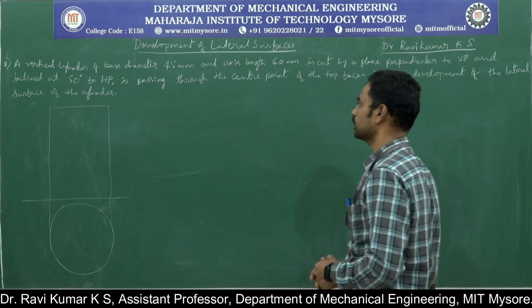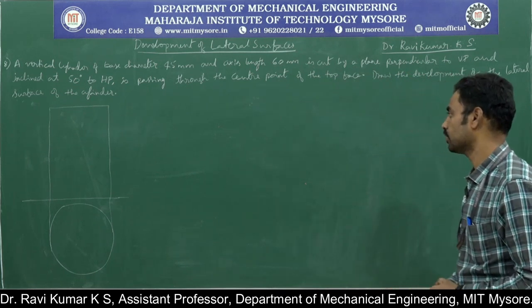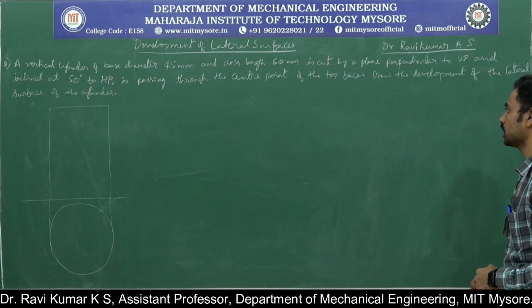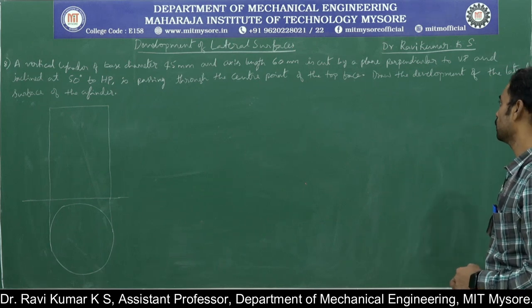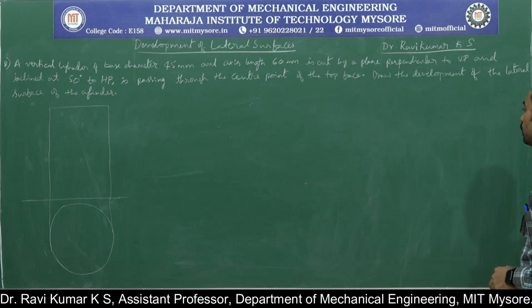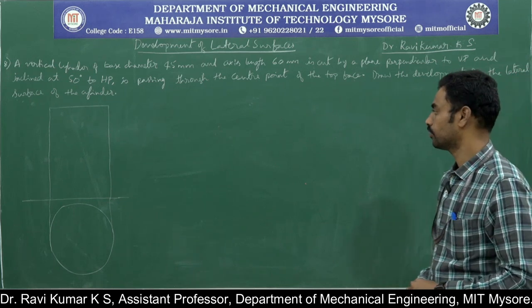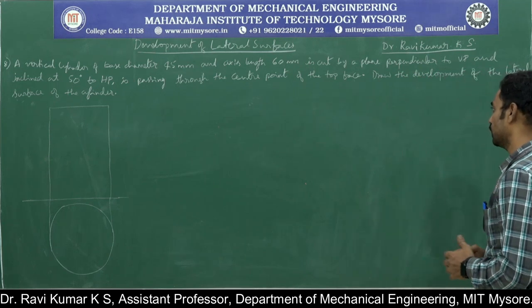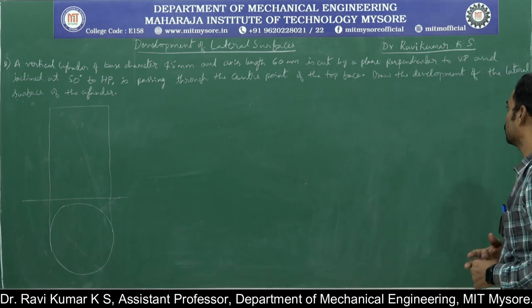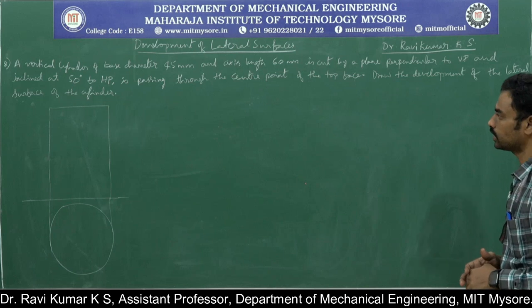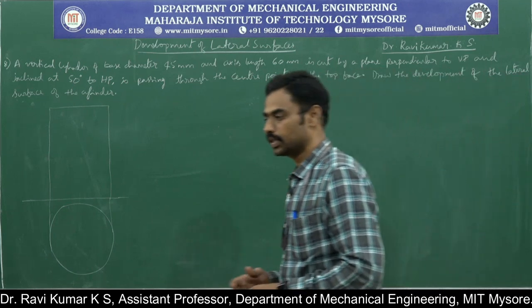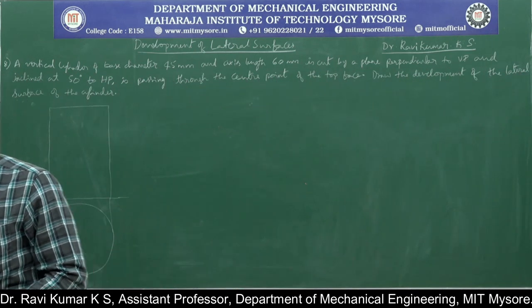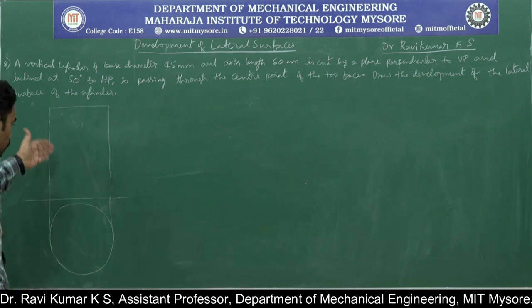A vertical cylinder of base diameter 45 mm and axis length 60 mm is cut by a plane perpendicular to VP and inclined at 50 degrees to HP. It is passing through the center point of the top face. Draw the development of the lateral surface of the cylinder. This is the problem, and the top view and the front view are already drawn on the board.